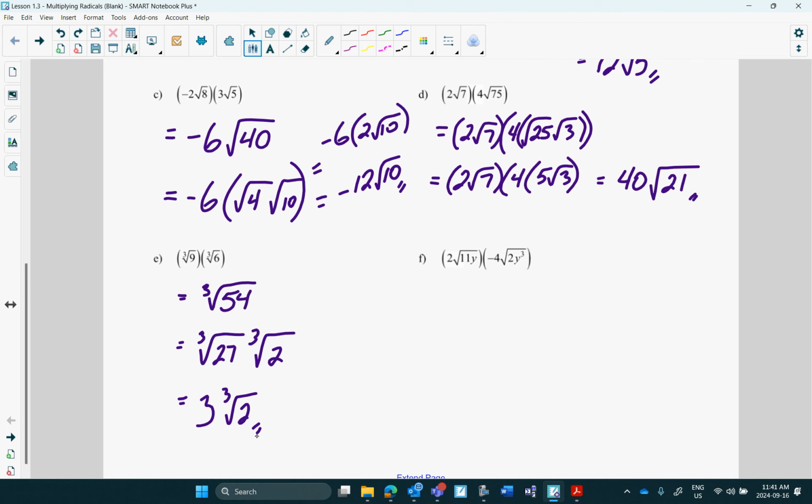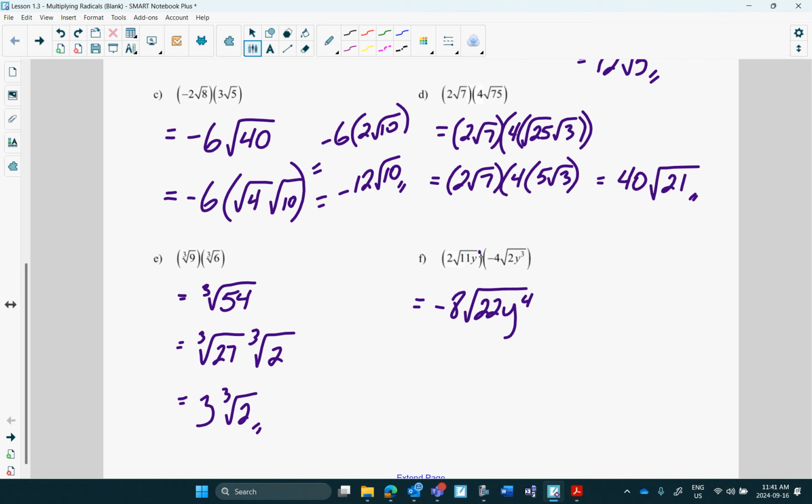This one, we've got some exponents and variables thrown in. Well, when I do my initial multiplication, what would I get? -8 and then root 22, y to the 4th. So remember, this y is same as y to the 1st.